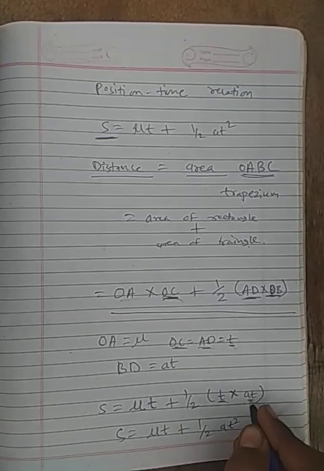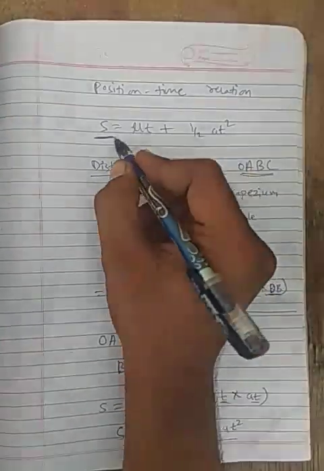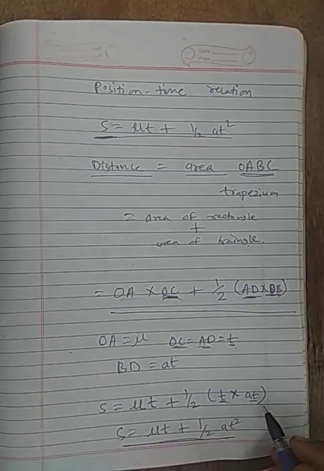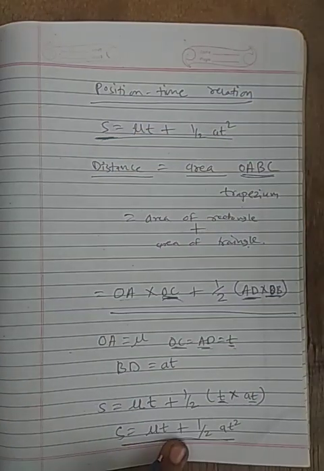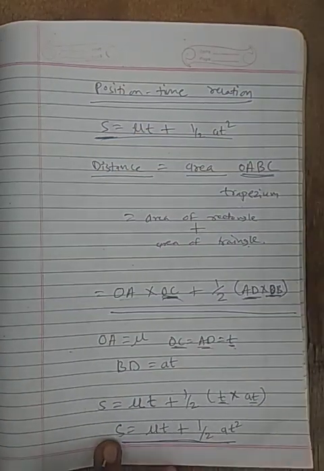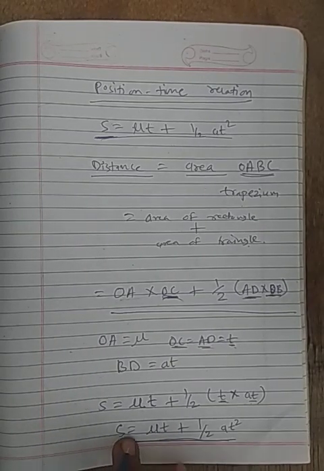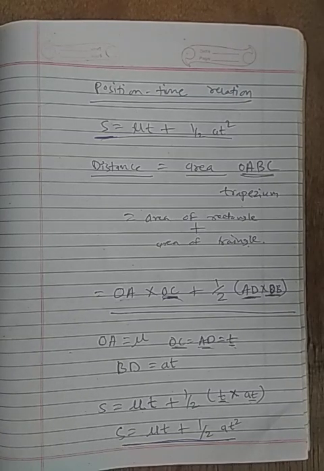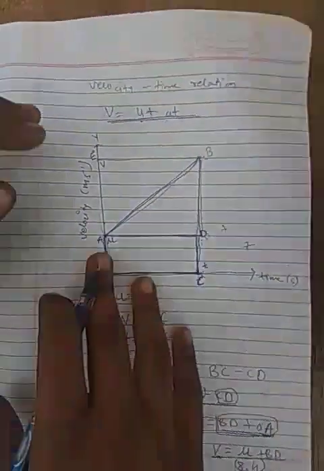Here T comes twice, so it will become T square. So you get this equation, S is equal to UT plus half AT square. This is the position time relation, means by the given time you can calculate the distance, or you can say the area of the given graph, or position of that object. So these two equations we have derived from this graph.